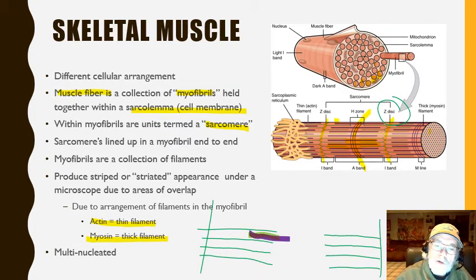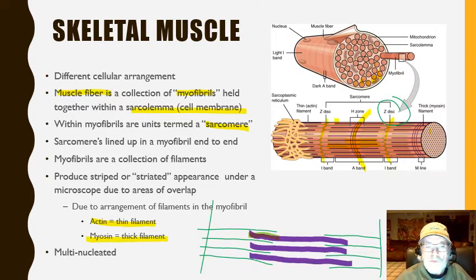In between them are these thicker filaments that fill in here like this. And these thicker filaments are my myosin. And the myosin is held together in the center at this M line, right in the middle.